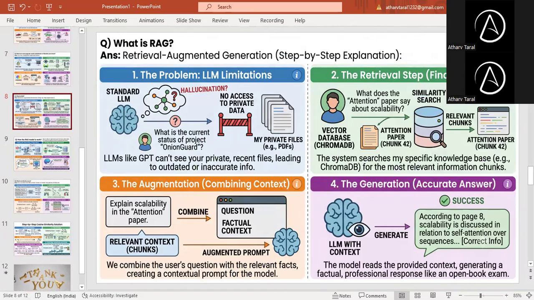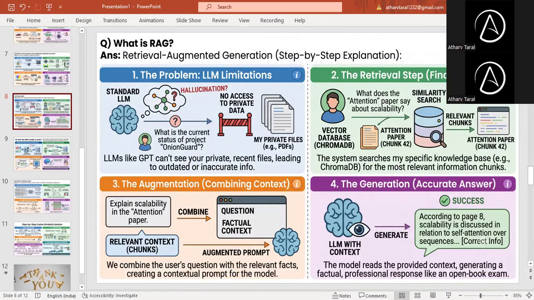If I explain how it works step by step, it is nothing but a process where the model looks up specific information before giving an answer. The problem is that normally an LLM is trained on a huge dataset, but does not know about private files or the latest news. So it might hallucinate or give outdated information.